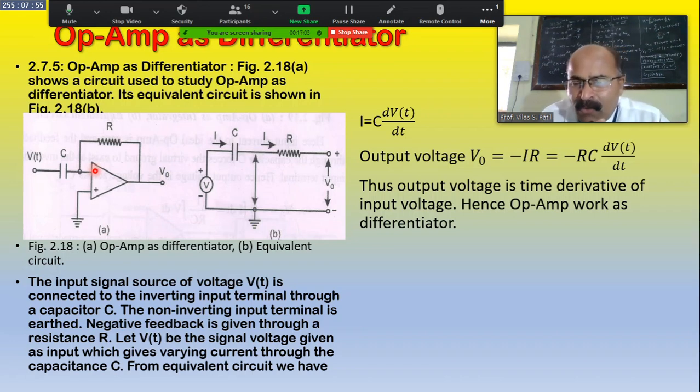Then which feedback was produced here? There are two types of feedback: one is positive feedback and the other is negative feedback. In positive feedback, the output and the feedback fraction, that is the input, come in the same phase, and that is known as positive feedback. In positive feedback, the amplitudes add.